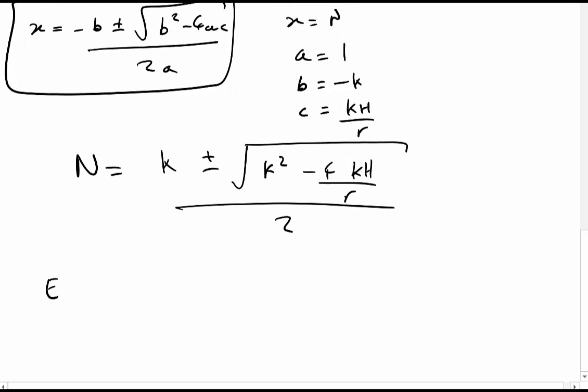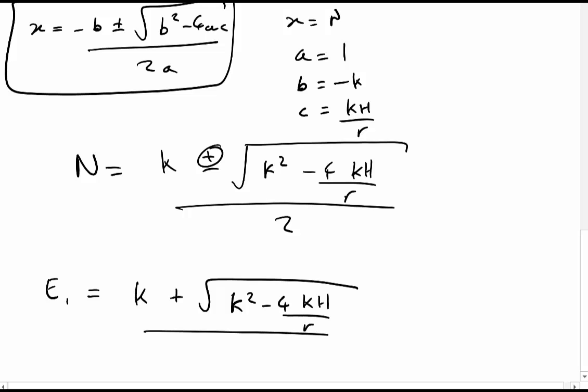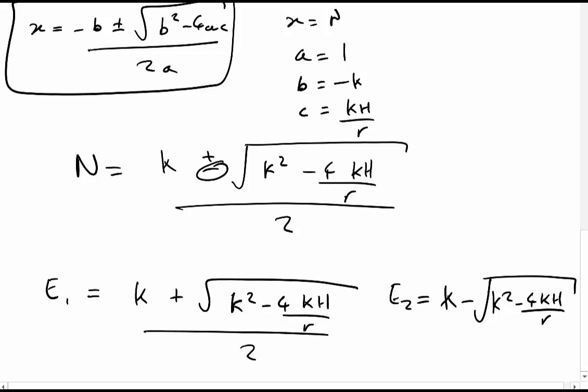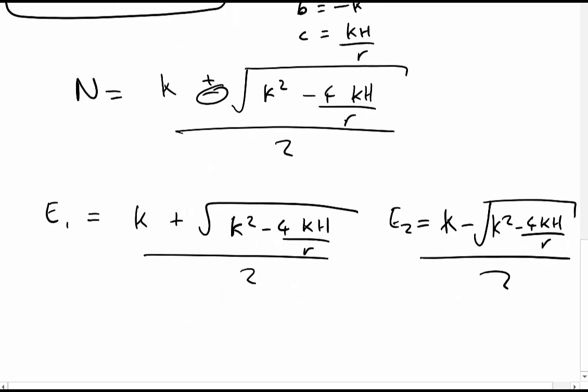So what are our equilibrium points going to be? I'm going to call my equilibrium points E1 and E2. My first equilibrium point is when we take into account the positive square root, so it's k plus the square root of k squared minus 4kh upon r, all over 2. The second equilibrium point, E2, is the case when we have a negative here, so k minus the square root of k squared minus 4kh upon r, all over 2. Those are our two equilibrium points. Cool, so we've got a quadratic going on.